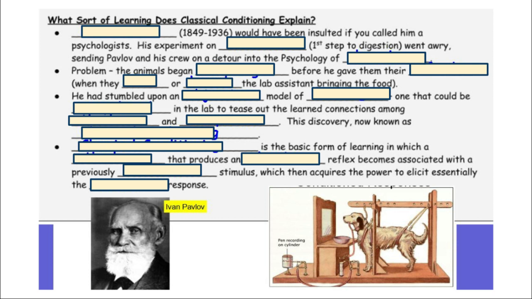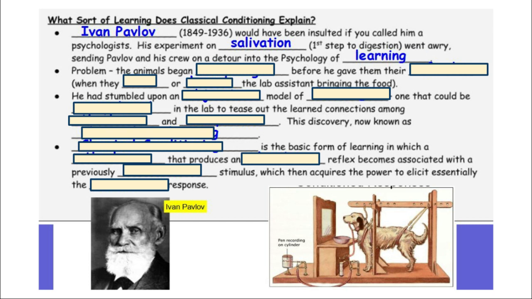So, what sort of learning does classical conditioning explain? Well, Ivan Pavlov, who lived from 1849 to 1936, would have been insulted if you had called him a psychologist. His experiments on salivation, which is the first step to digestion, went awry. Got to remember he was a physiologist, not a psychologist, but it sent Pavlov and his crew on a detour into the psychology of learning.